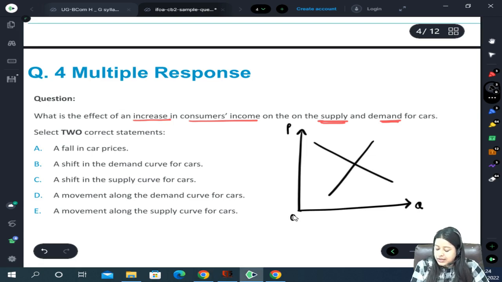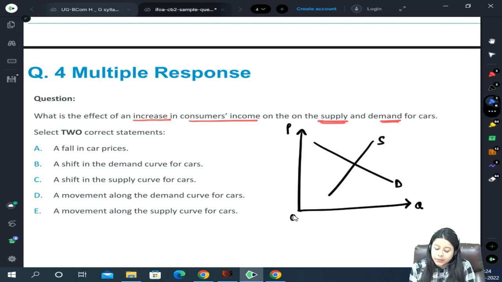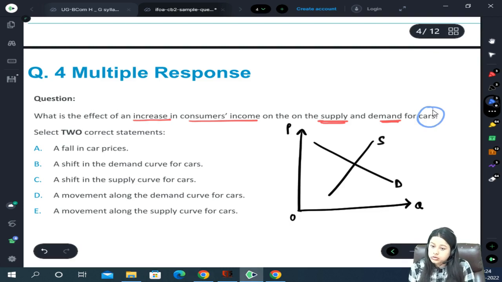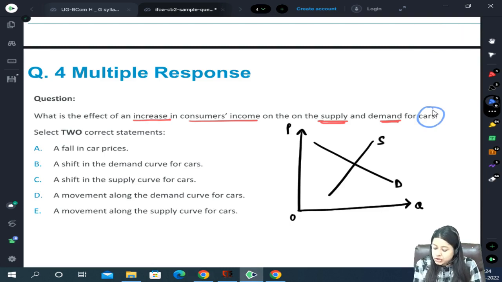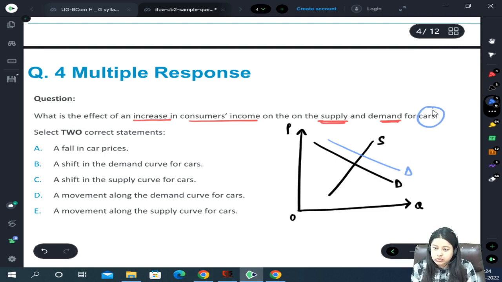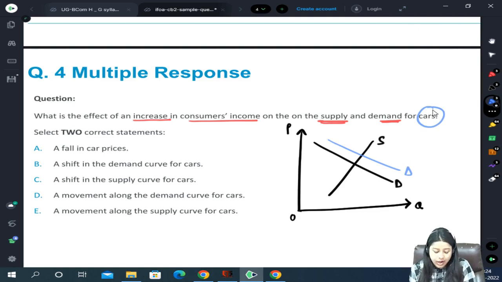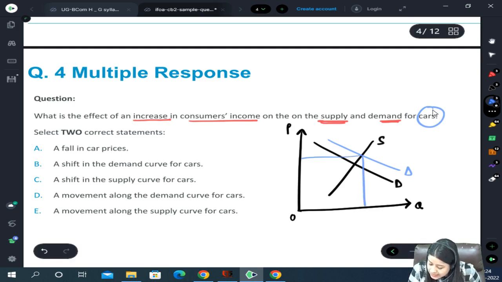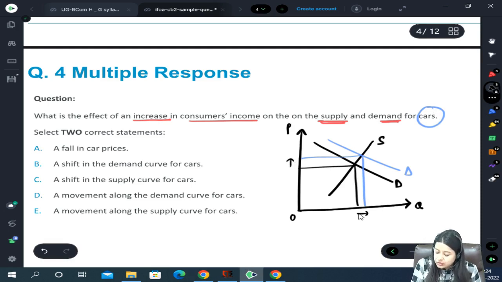Now tell me. Increase in consumers' income, and it's a car, it's a normal good. So demand should shift to the right, right? Shift to the right. Now what all will happen because of this? This is the new price and new quantity. This was the old one. So both price and quantity increase.